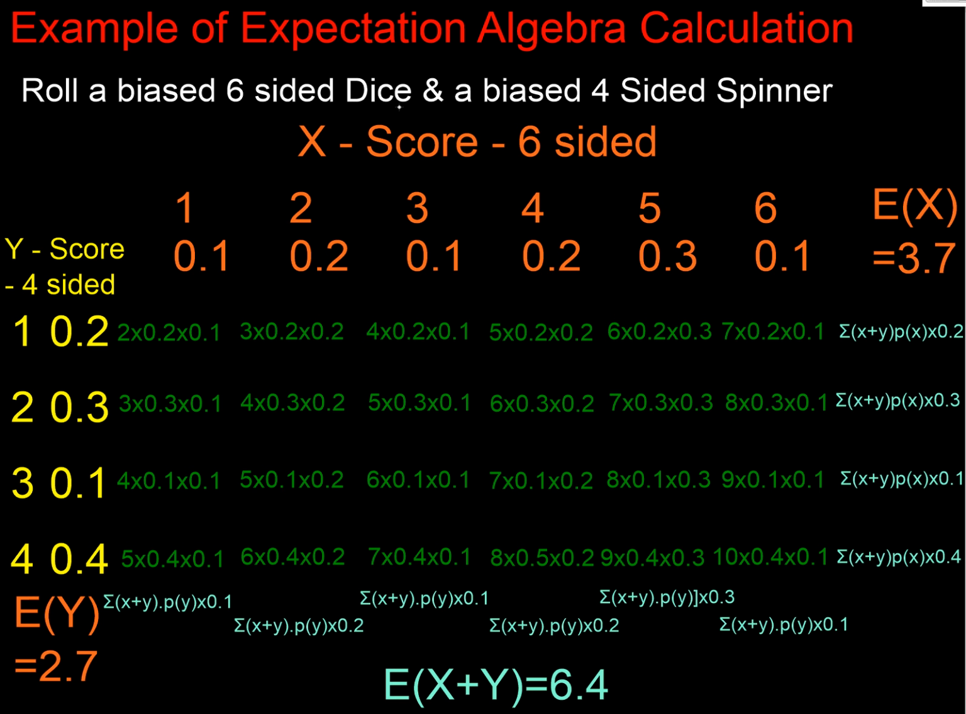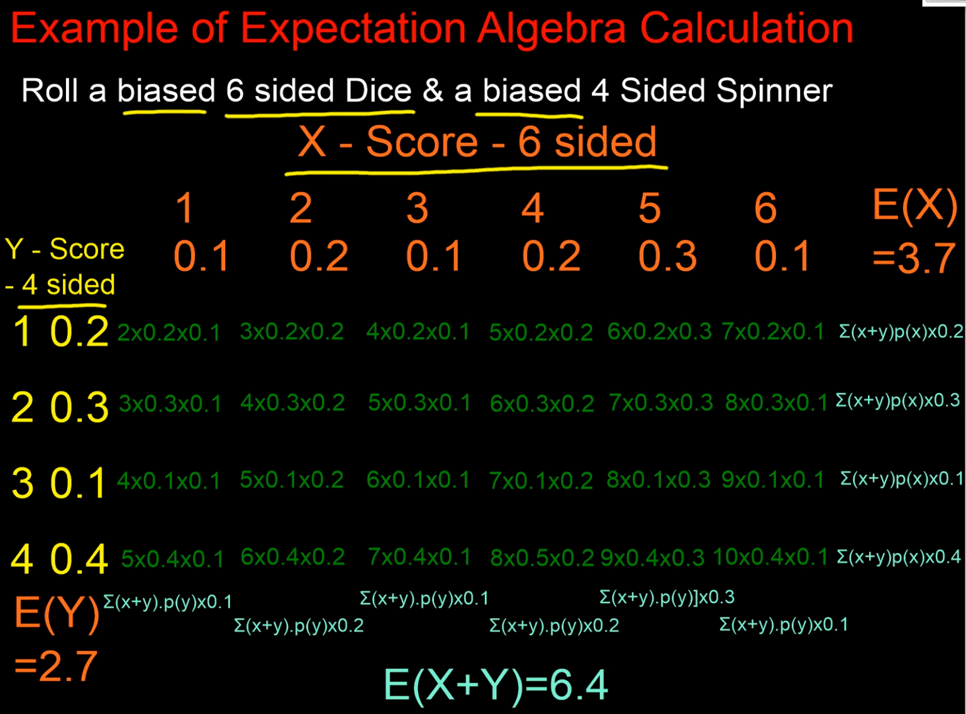The first one is for the x variable, which is going to be the score from a six-sided dice. We're going to call it x, and the y variable is going to be a four-sided spinner, and these are intentionally biased so that we can see how the probabilities work, and the fact that they don't have to be equal or regular probabilities for this approach to work.